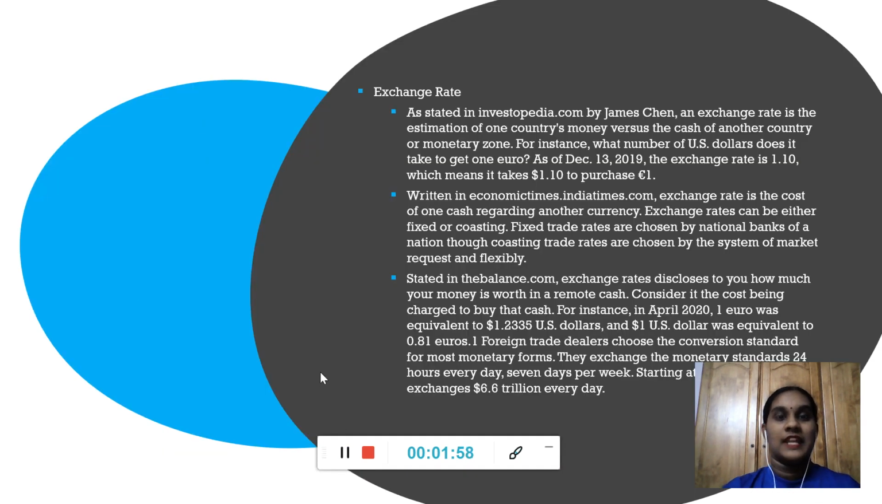Next is exchange rate. As stated in investopedia.com by James Chan, an exchange rate is the estimation of one country's money versus the cash of another country or monetary zone. For instance, what number of US dollars does it take to get 1 euro? As of December 13, 2019, the exchange rate is 1 ringgit 10 cent, which means it takes 1 ringgit and 10 cent to purchase 1 euro. Written in economictimes.india.com, exchange rate is the cost of one cash regarding another currency, and as stated in thebalance.com, exchange rates disclose to you how much your money is worth in a remote cash. Consider the cost of being charged to buy that cash.